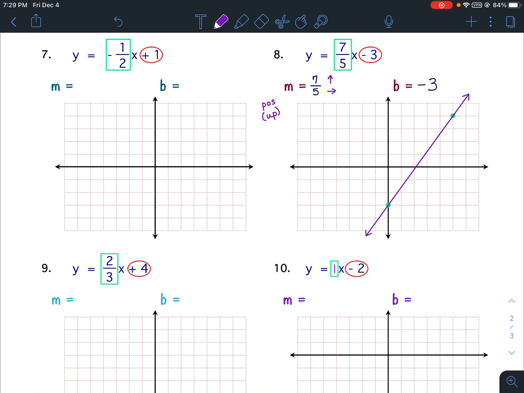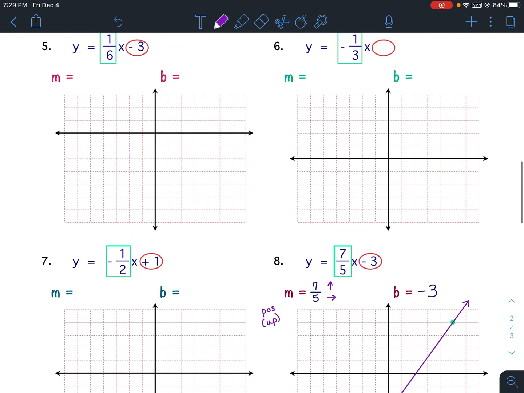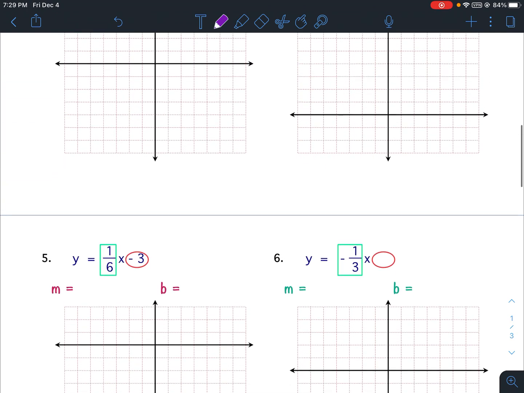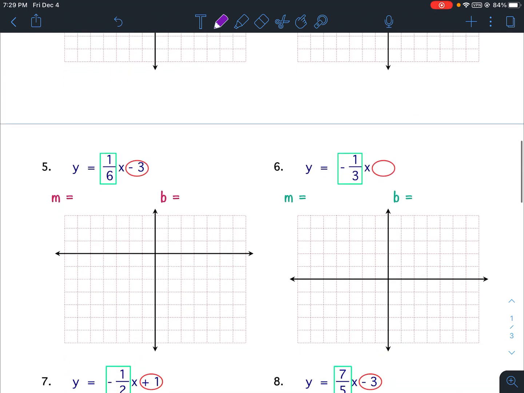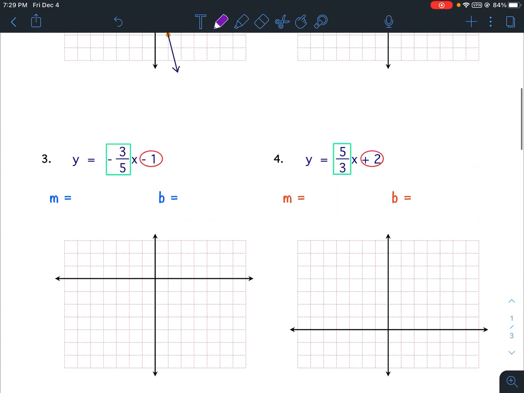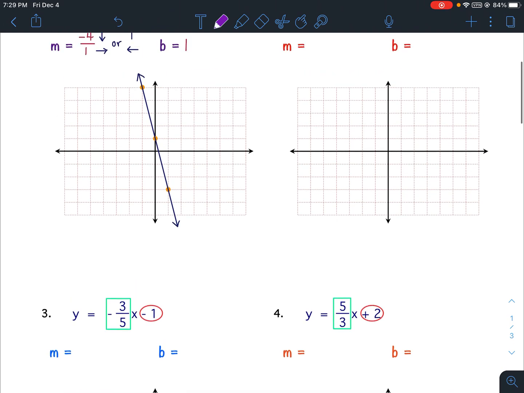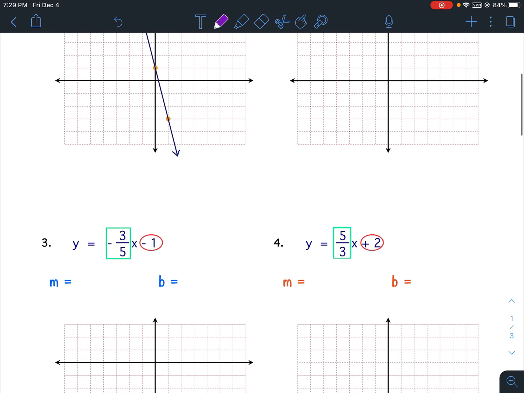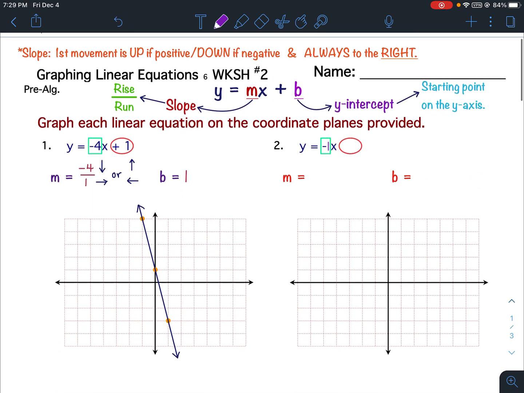All right. If you'll notice, I did box the slope and circle the y-intercept for each of these problems. So if you need to, you could pause the video and get that down for 7, 9, and 10. There's 5 and 6. 3 and 4. And then 2.